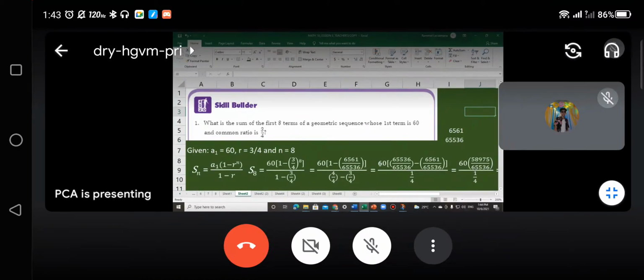Still have your 60 there, your first term. Recall your fractions: you cannot subtract or add fractions if the denominators are different. Did you get it? They should be the same denominator. How can you actually convert to 1? It's this one. Okay, next. Did you get it? Screenshot po. Okay, next.